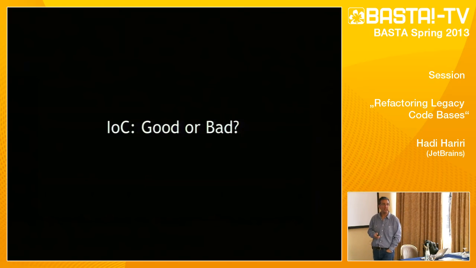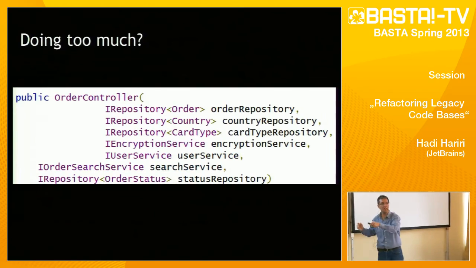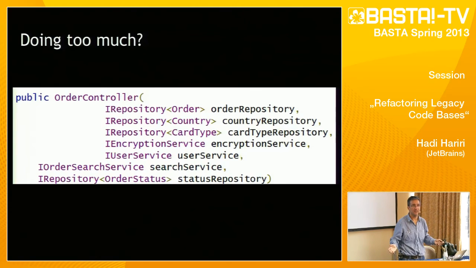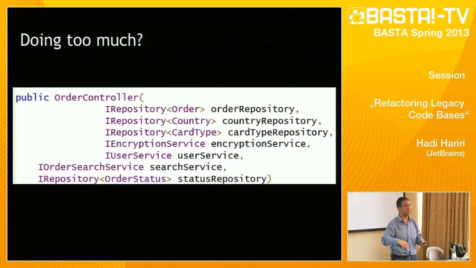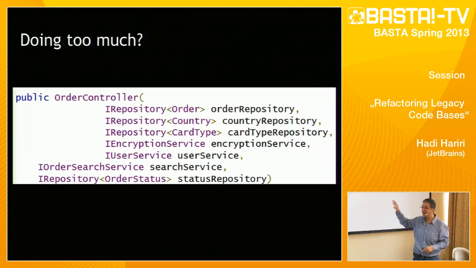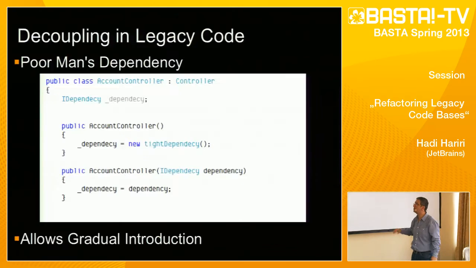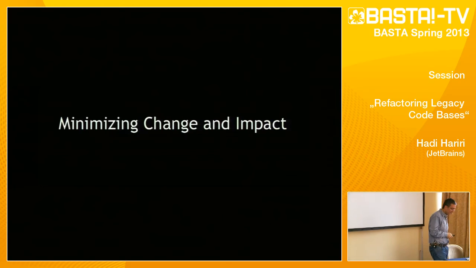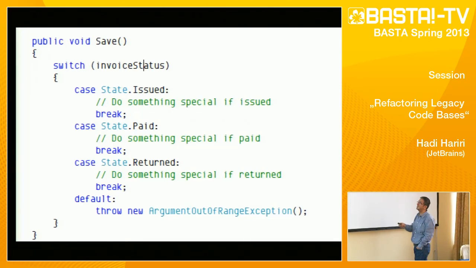Now, IOC containers, basically what they do is configure all these graphs for you so that you can just do this. You can do this, and magically the IOC container is going to fix it all up for you. Fantastic. Recently, there's been talk that, oh, IOC containers are bad because they allow this kind of behavior. No, this is bad developers allowing this kind of behavior. IOC containers do their job. It doesn't mean that you have to do it badly. So I am all in favor of using IOC. And all of this is to minimize change and impact.